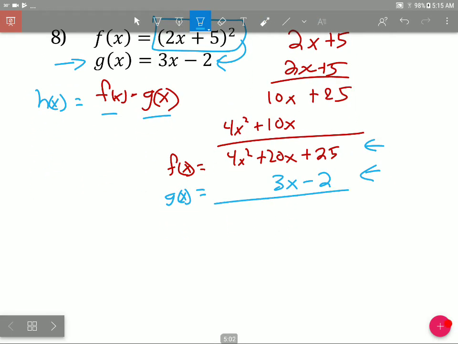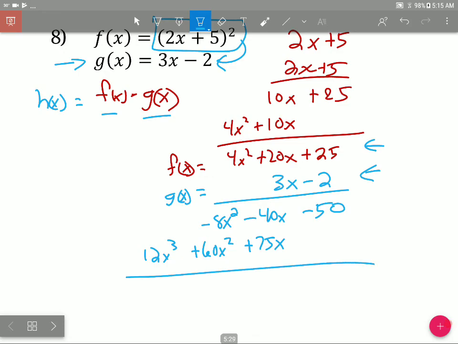Negative 2 times 25 is negative 50. Negative 2 times 20 is negative 40x. Negative 2 times 4 is negative 8x squared. And then 3 times 25 is 75, so plus 75x. 3 times 20 is 60, so that's plus 60x squared. And 3 times 4 is 12, so that's 12x to the third. The numbers are getting a little big, but who cares?